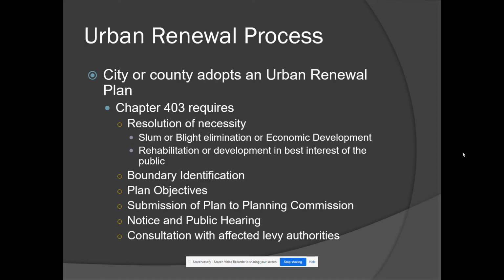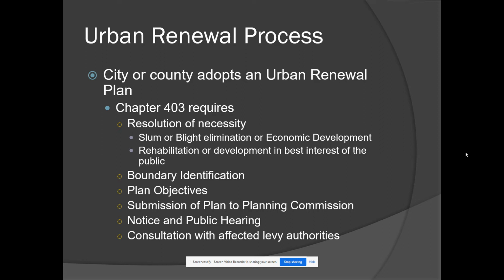So, urban renewal process. So, again, a city or county that wants to utilize these powers would first adopt an urban renewal plan. They're going to look at Chapter 403 if we're talking about a city or county, and that's going to be our focus. That's where most of the TIF authority and activity happens, is under Chapter 403. And it requires a resolution of necessity.